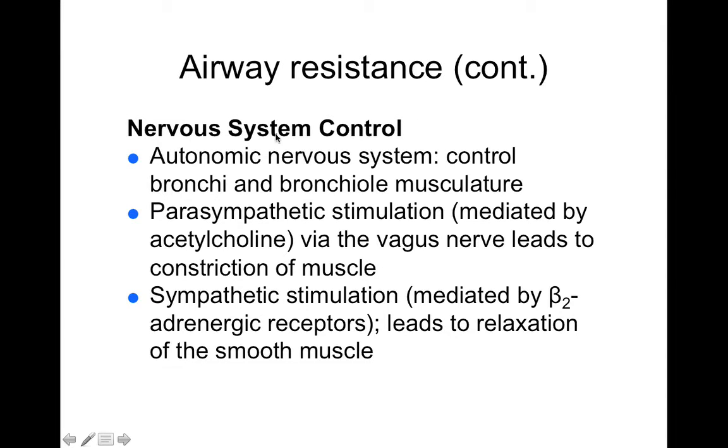Now, we know that our nervous system helps control airway diameter. And when we talk about airway diameter, it's really regulated by the autonomic nervous system, or ANS, right? So with the autonomic nervous system, we have our parasympathetic nervous system and our sympathetic nervous system. The role of the parasympathetic nervous system is rest and digest.